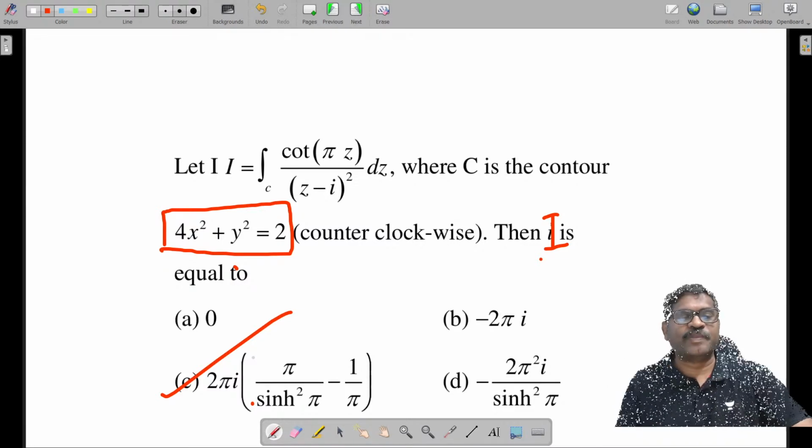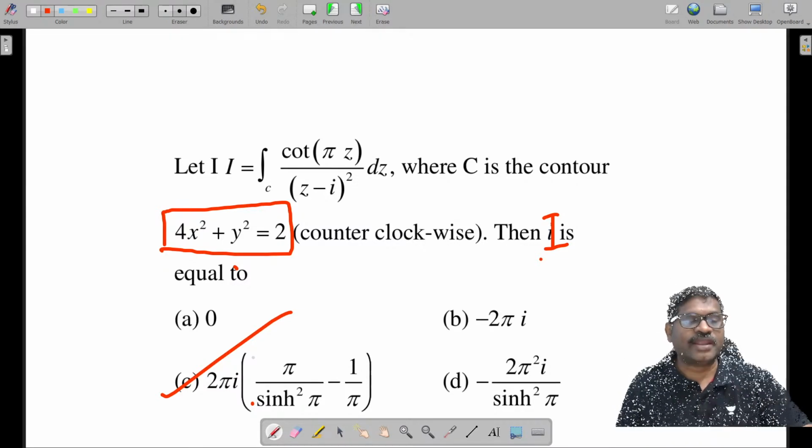Two pi i into pi by sinh square pi minus 1 by pi.